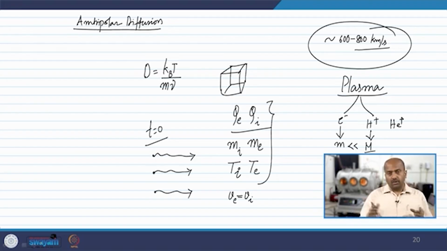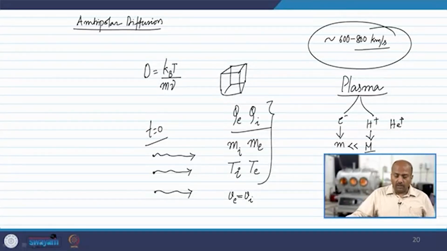So, when they move out, being the lighter ones, they set up a space charge and an electric field. So, this electric field will obviously try to hinder the faster rate of diffusion of electrons, right. At the same time, the same electric field is going to be conducive for the movement of ions. So, the ions seeing this electric field will be faster. So, the electric field which slows down the electrons will act exactly in the opposite direction and will accelerate the ions.